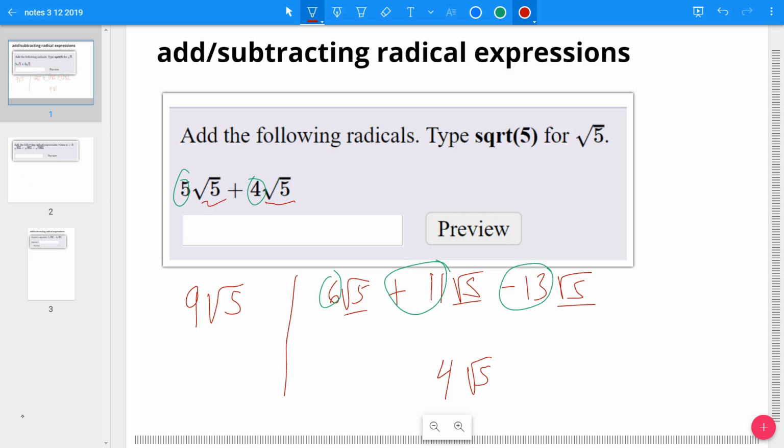In case you're in my class, answers like the 9 root 5, you might type in by doing 9 and then SQRT, which is short for square root, and then 5. Make sure you put the 5 within the parentheses on the SQRT.